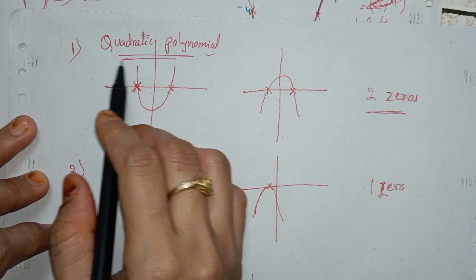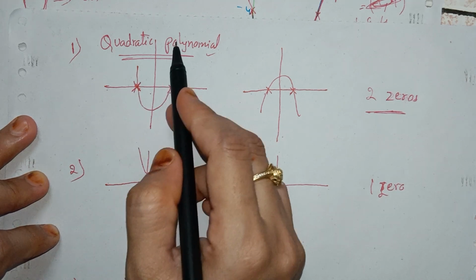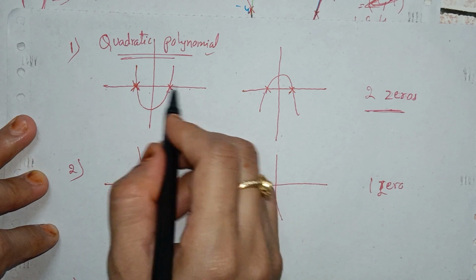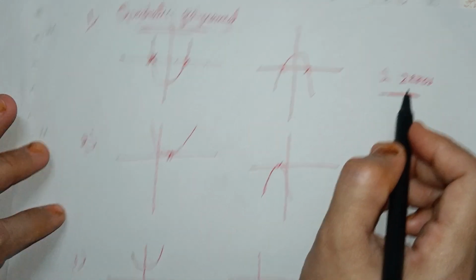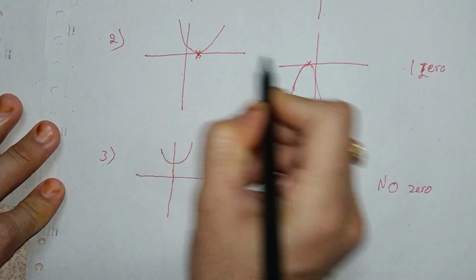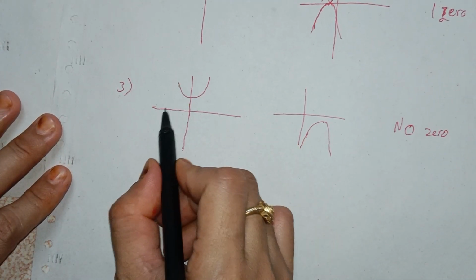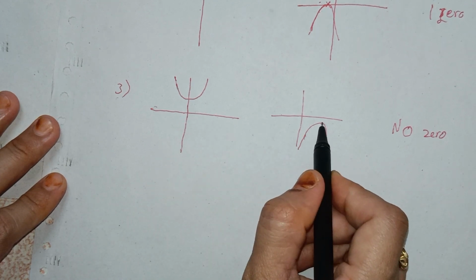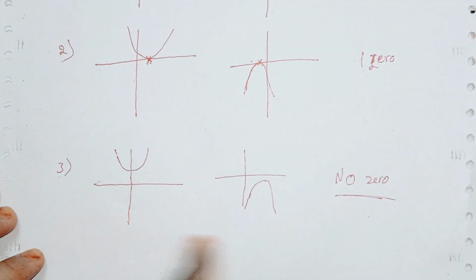For a quadratic polynomial, the shape will be a parabola. It will be open upside or open downside. If it touches the x-axis at 2 points, it means two zeros are there. If the parabola touches the x-axis at 1 point, it means 1 zero is there. If the parabola does not touch the x-axis, then there are no zeros. Have you understood, guys?